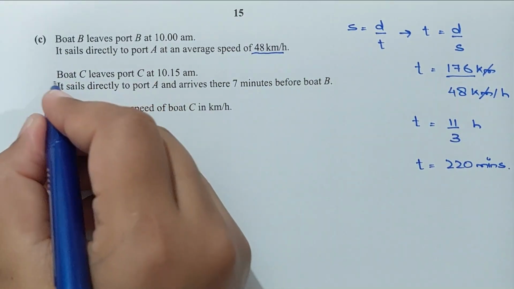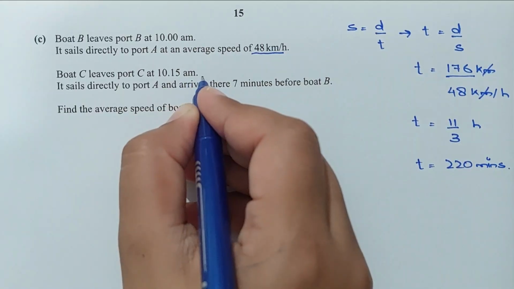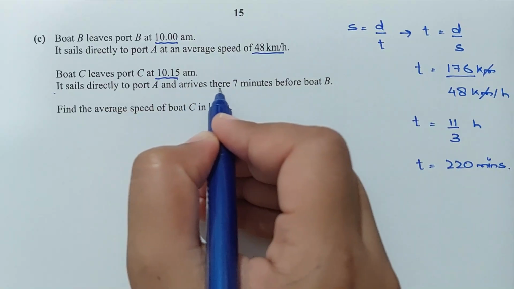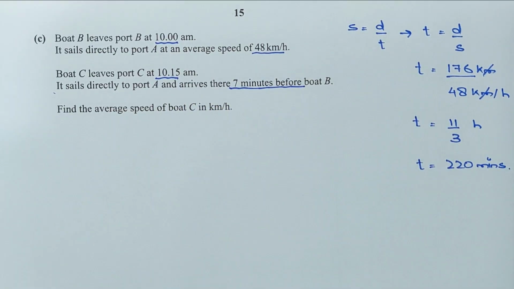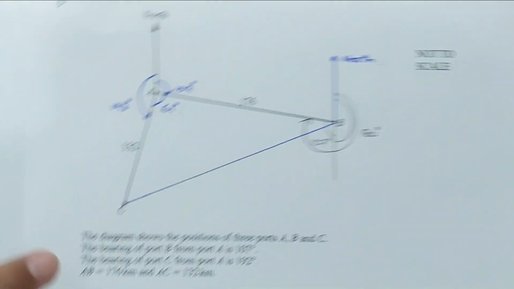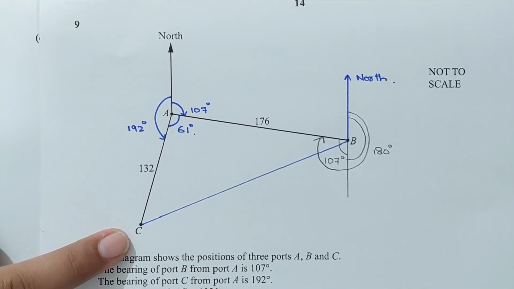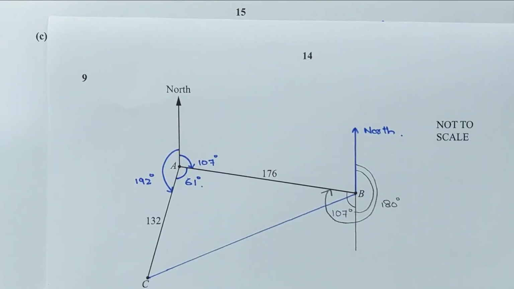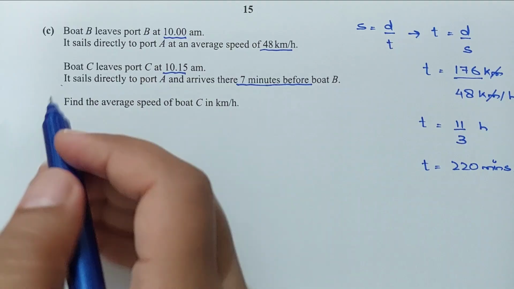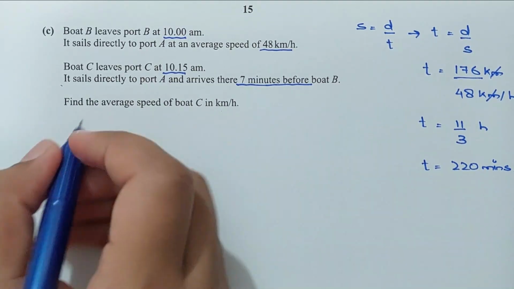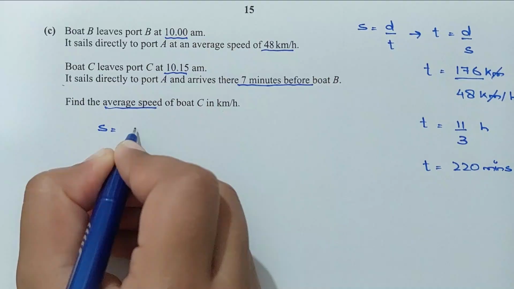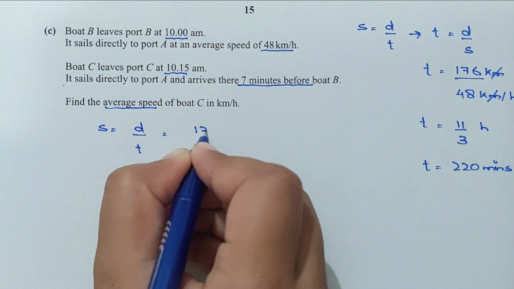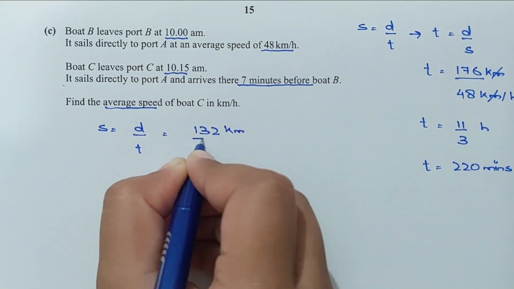Right. Now boat C leaves port C at 10:15 a.m. It sails directly to port A and arrives there 7 minutes before boat B. This is port C. The distance between A and C is 132 kilometers. Find the average speed of boat C in kilometers per hour. We know that average speed is total distance traveled over total time taken. So the distance traveled from C to A is 132 kilometers. And what about the time taken?